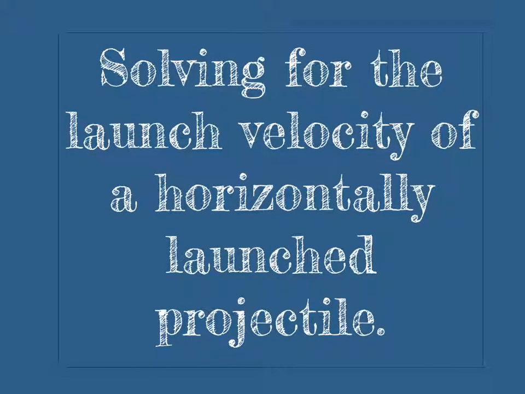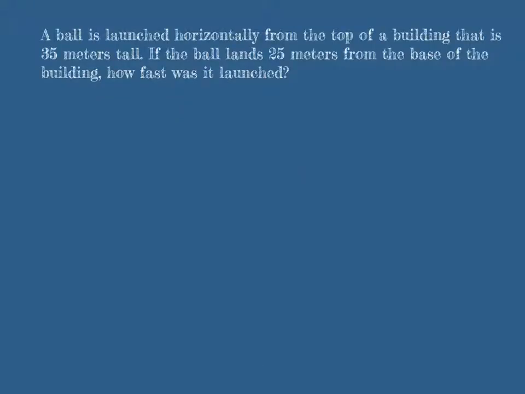Alright, here's a little tutorial on how to solve for the launch velocity of a horizontally launched projectile. So here we go. When you have an example problem like this: a ball is launched horizontally from the top of a building that is 35 meters tall. If the ball lands 25 meters from the base of the building, how fast was it launched?